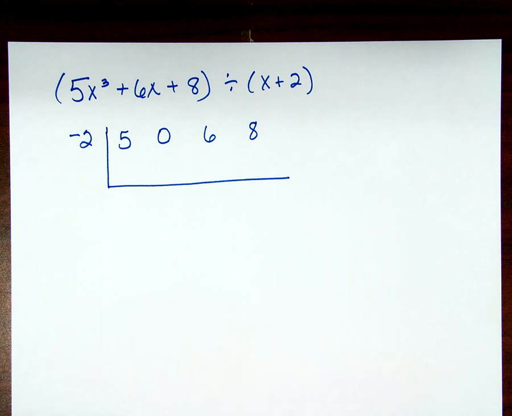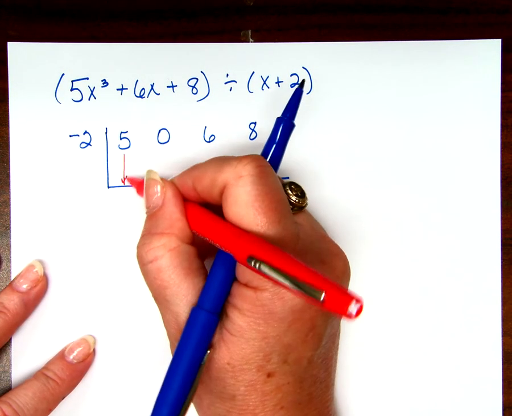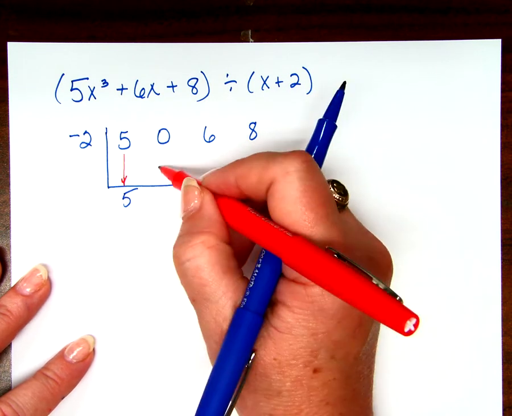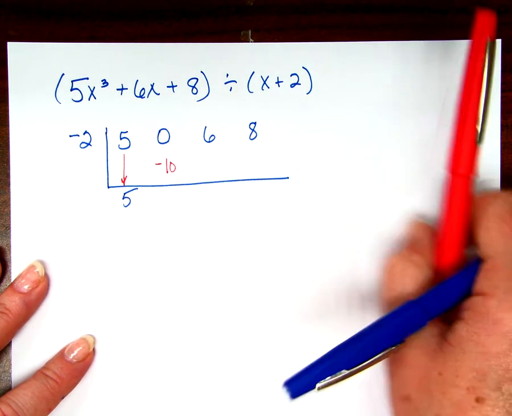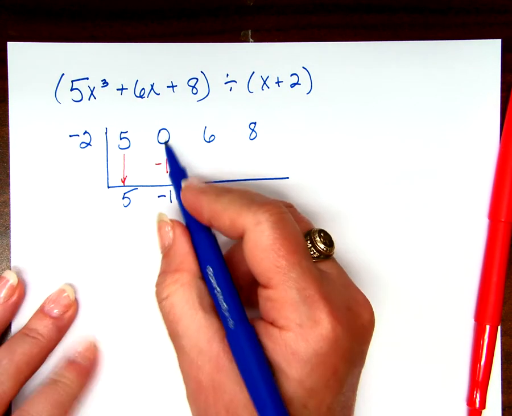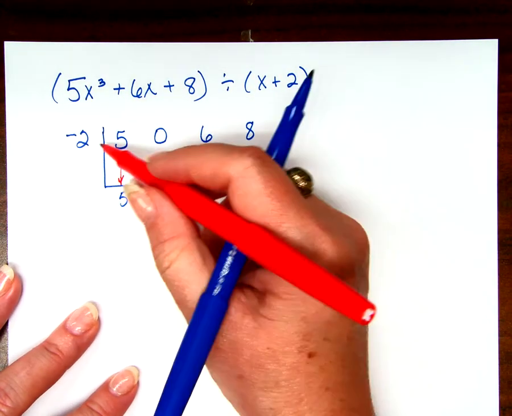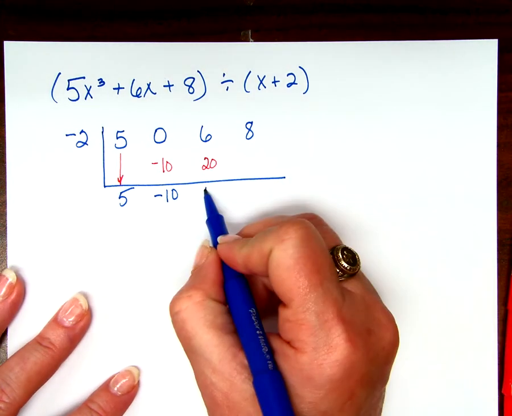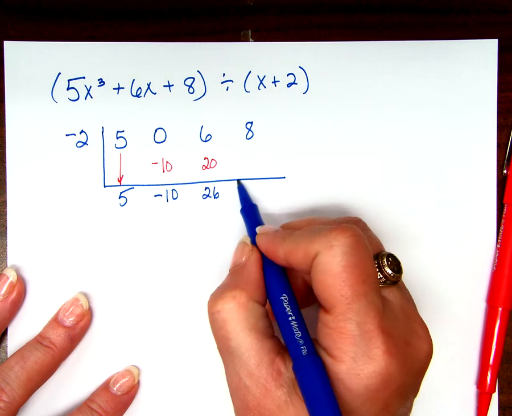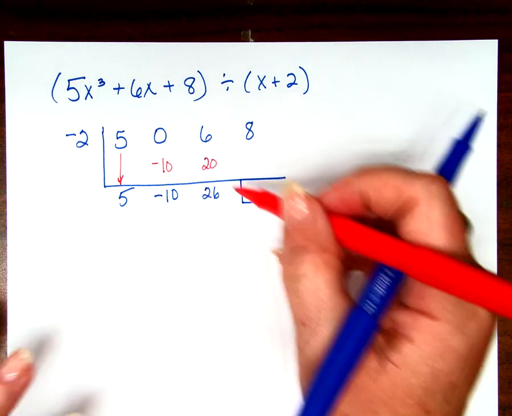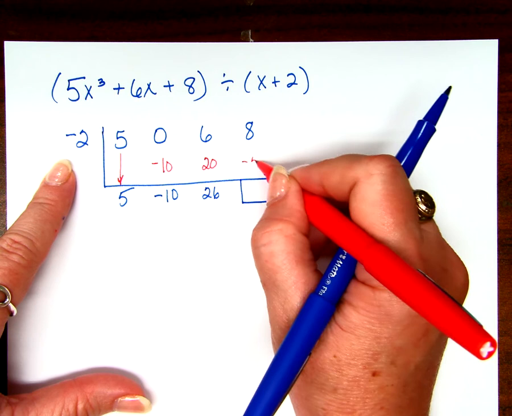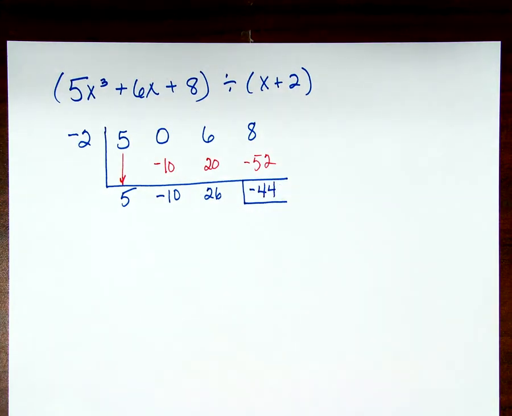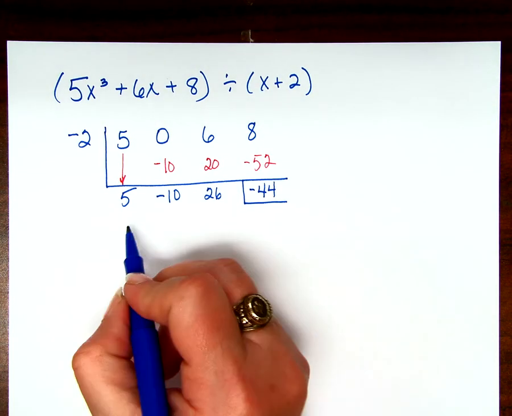What'd you do with the 5? Straight down. And then? Multiply. And then? You just add, right? 0 and negative 10 is negative 10. Then what? Multiply. And then? Add. So you get 26. And then? Multiply. Good. And then? Add, right? Okay. So what'd you get as your answer?